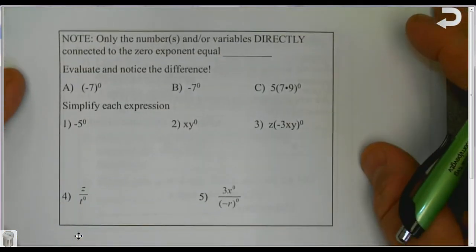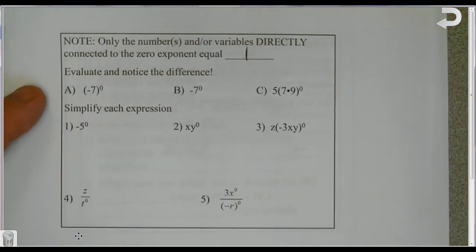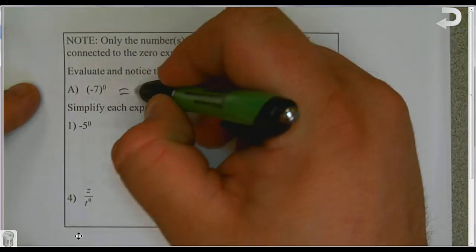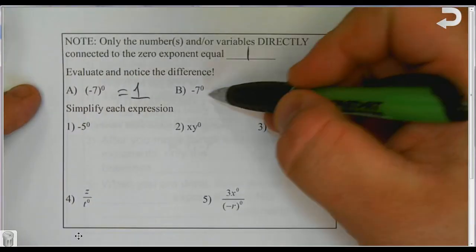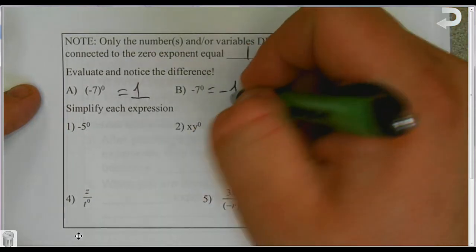Only the numbers and their variables that are directly connected to the 0 exponent equal 1. So there is a difference. Negative 7 to the 0 power is equal to 1. However, negative 7 to the 0 power, with the negative outside, is equal to negative 1.